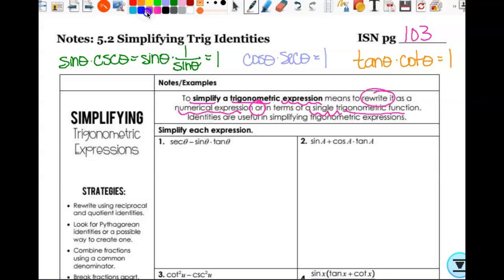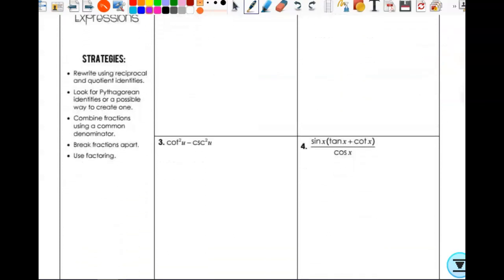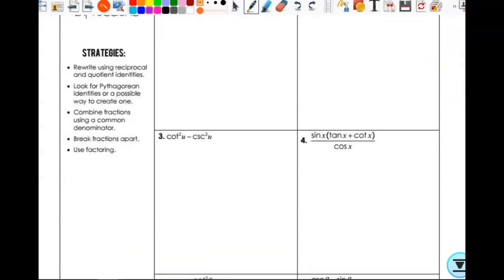So let's look and see how this is going to work here. So we have these strategies over here. And sometimes you'll be able to look at these and kind of know what to do to start. If you don't, then these are some things you want to have in the back of your mind that are possibilities. We may rewrite using reciprocal or quotient identities. That's going to happen a lot. We also kind of want to do just one step at a time. Even though when you're solving algebraic equations, if you do 2 or 3 steps at a time, that's fine.